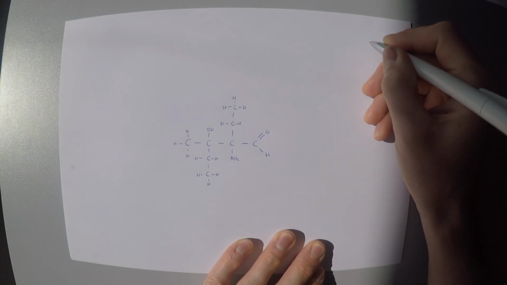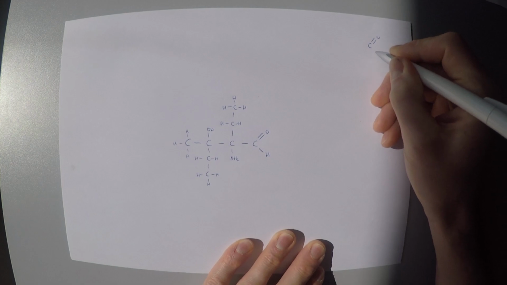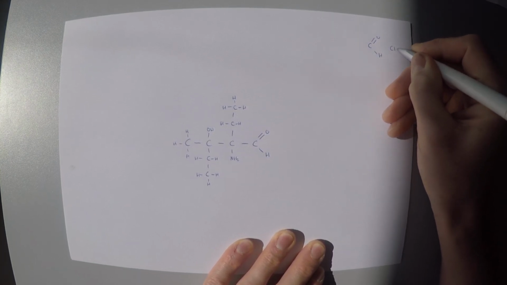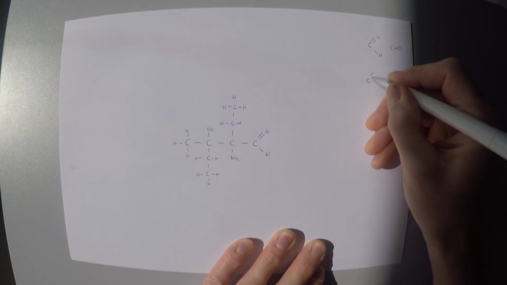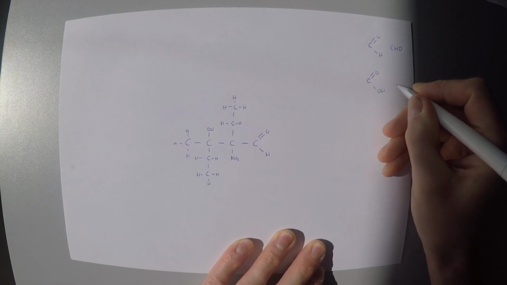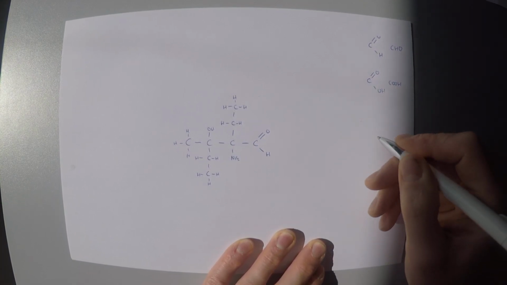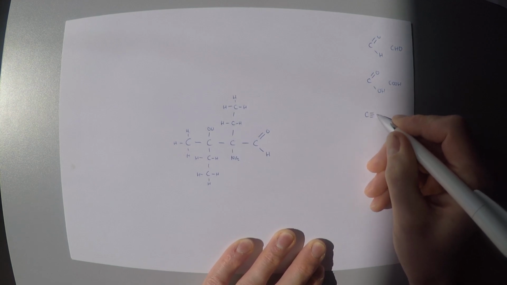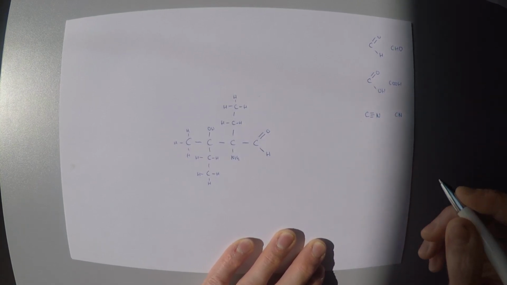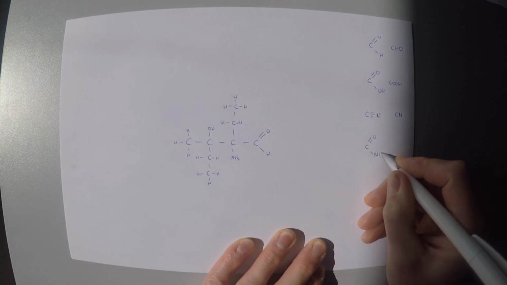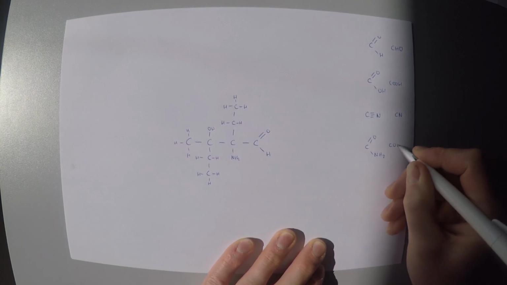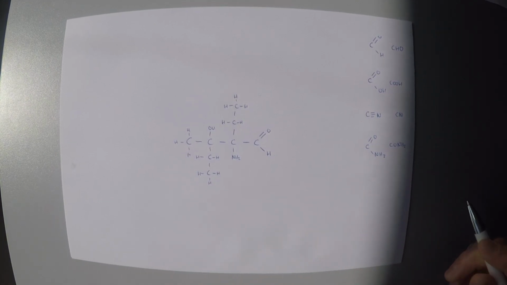So if you have an aldehyde group, which is a C double bond O H, or a COH group. If you have a carboxylic acid group, C double bond O OH or COOH. If you have a nitrile group, which is a C triple bond N, which is CN, or if you have an amide group, which is a C double bond O and then NH2, which is CONH2, these groups have to be on carbon 1. They have to be at the end of your chain, even if that chain is not the longest chain.